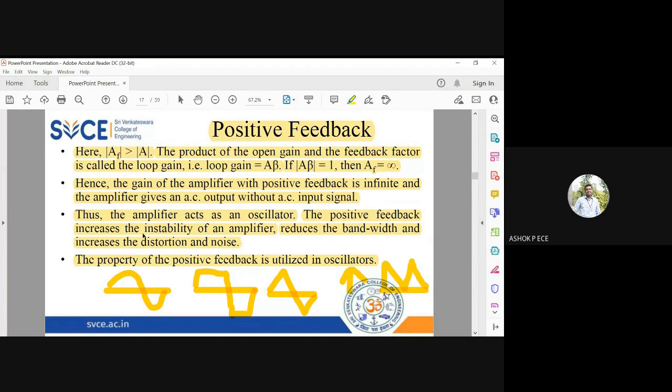This noise is going to be very useful for me in generating oscillations. So that is going to be tapped here as an application for generating oscillations. So remember, positive feedback amplifiers are unstable, but they are very good devices for generating oscillations.